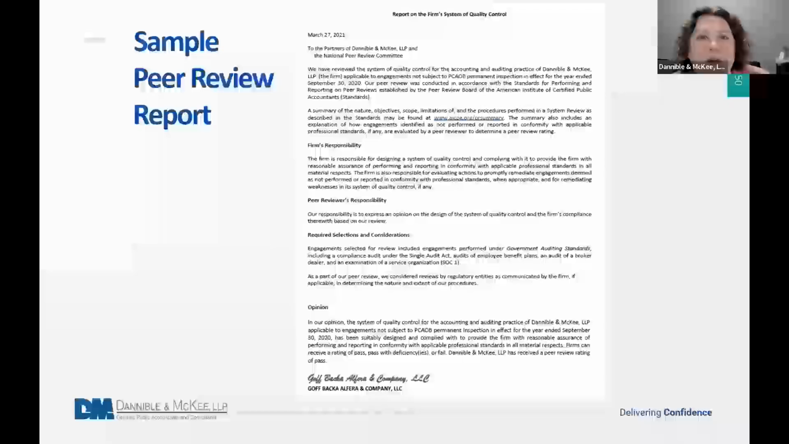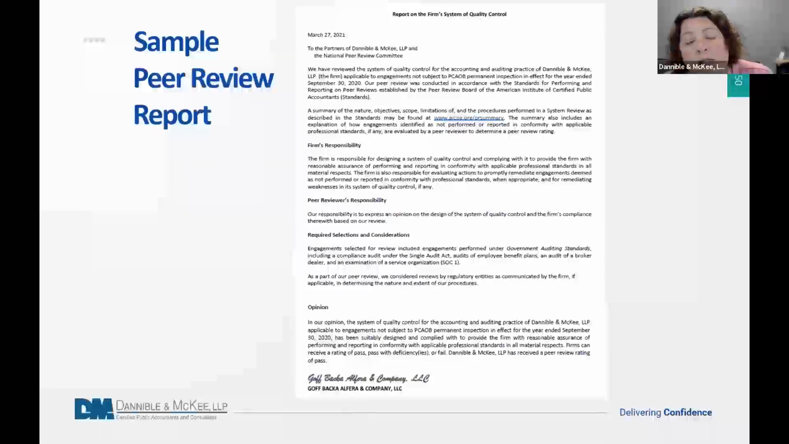So I talked about a peer review. This is what a sample peer review letter looks like. It's not a sample, actually, it's ours. So Danville McKee, we're audited by a national peer review committee. So we ourselves are audited, and we want to make sure that as a firm, you're hiring a firm that has a positive report on themselves. You want to get someone who has what is called a clean peer review report. And this is what a clean peer review report looks like.